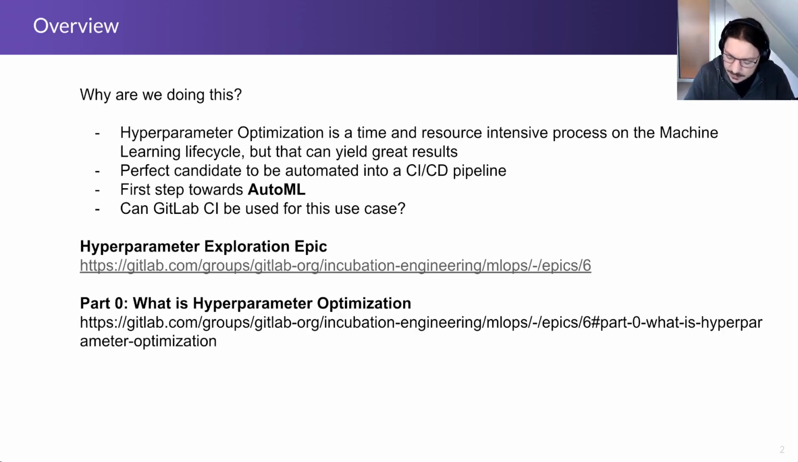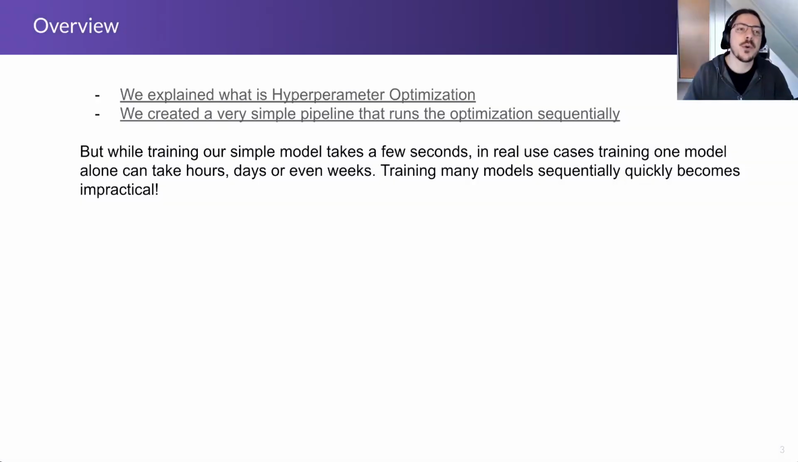So what we did so far: on part zero, we explained what hyperparameter optimization is. If you're new, if you're arriving now and you want to understand a bit more about what we're doing here, please go back to that video. I take a little more time to explain all the edge cases and why this is important. And on part one, we created a very simple pipeline that runs hyperparameter optimization, but it runs sequentially.